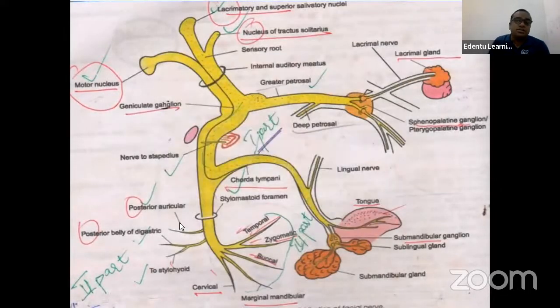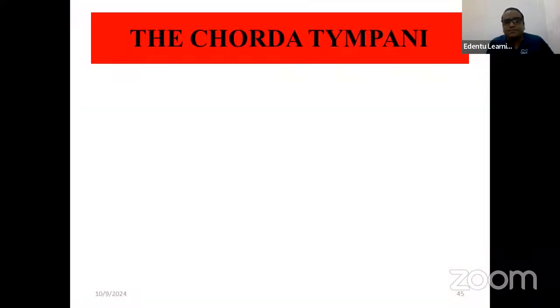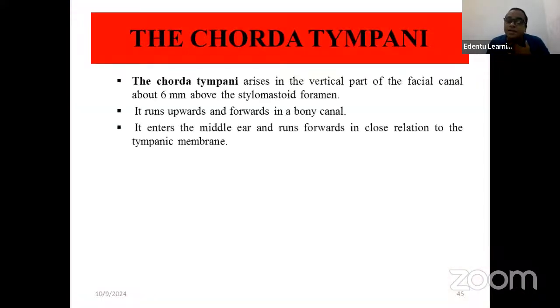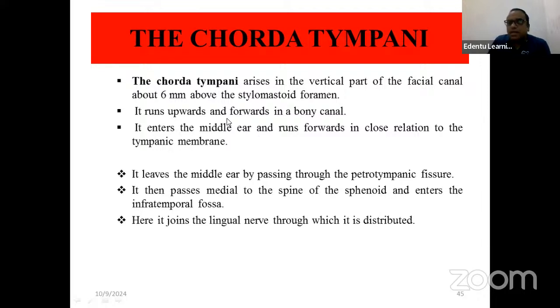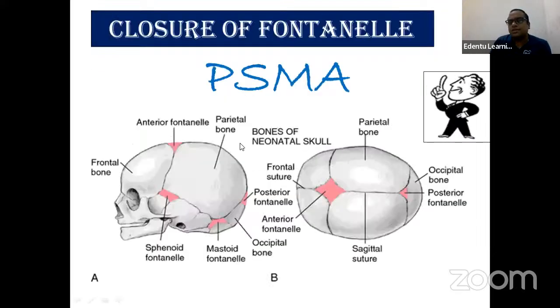The facial nerve is a main question. You cannot ignore this. So I have discussed this whole facial nerve, half in the first session and the second half in today's session. Chorda tympani nerve is again a short answer. 6 millimeter above the stylomastoid foramen, it takes a turn and then it joins the lingual nerve and goes into the submandibular ganglion. Other things you can read and learn yourself.